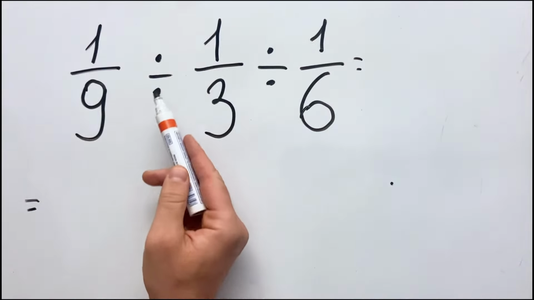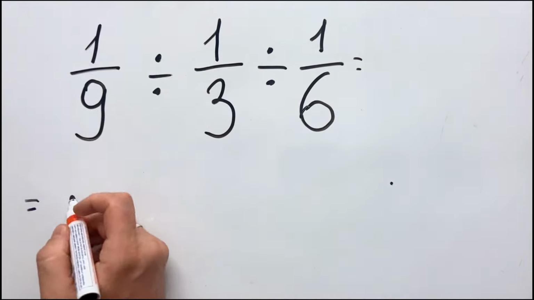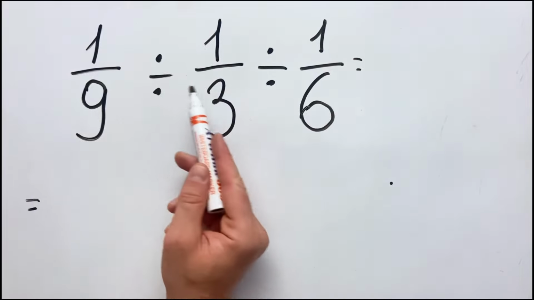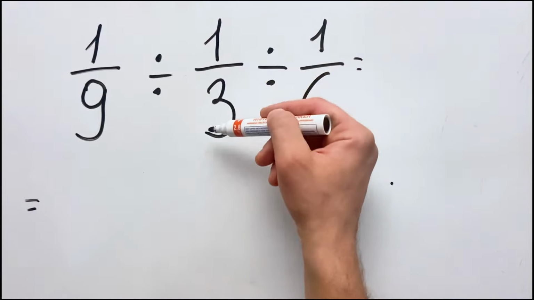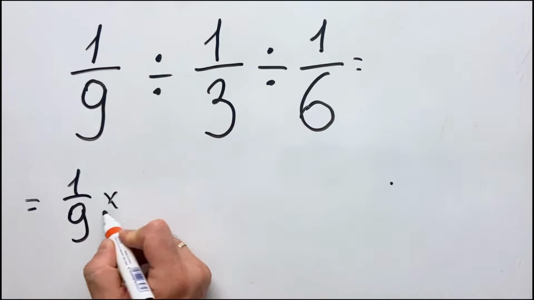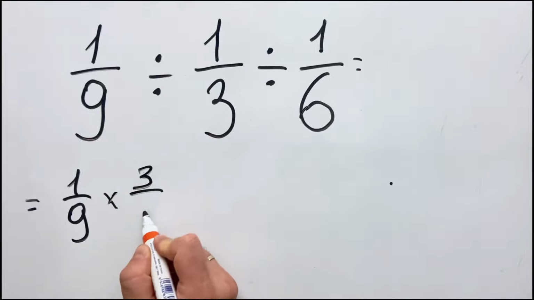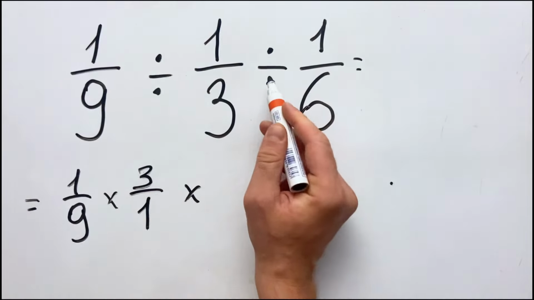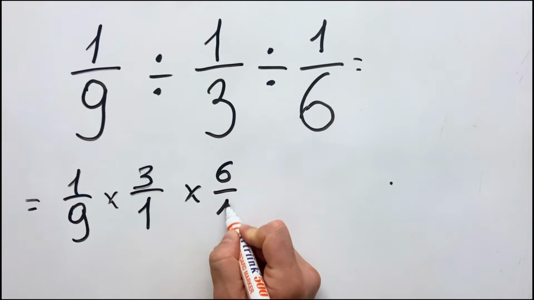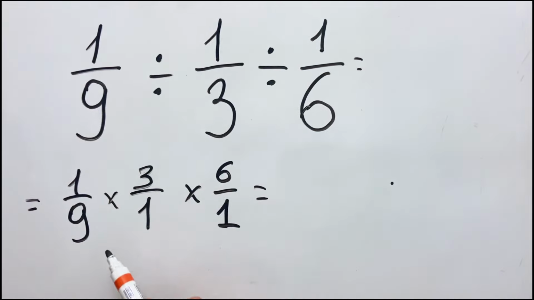Okay, let's start writing the division as multiplication. When you write it as multiplication, you multiply by its reciprocal. So we get 1 over 9, multiplied by the reciprocal, 3 over 1. And we do the same for this number, so we have 6 over 1.